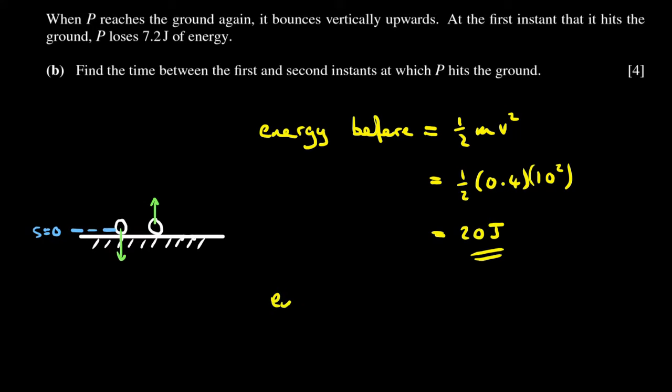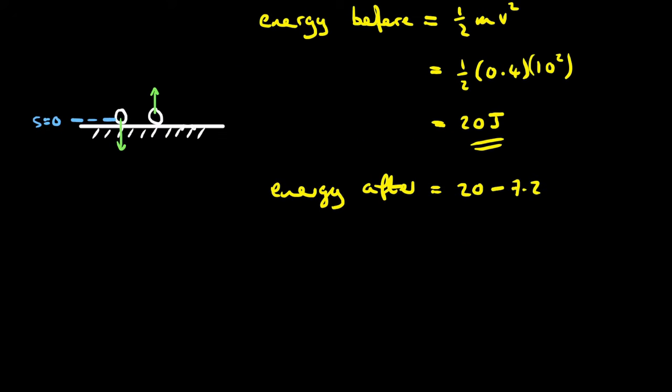Okay, then. The energy after it hits the floor is going to be that 20, but minus 7.2. We're going to do 20 minus 7.2, and if we do that, we're going to get 12.8 joules. So that's the energy after the collision, which means this is the energy it has as it's going up. Well, if we know that, then we can calculate the kinetic energy it has here, because that kinetic energy should now be equal to 12.8.